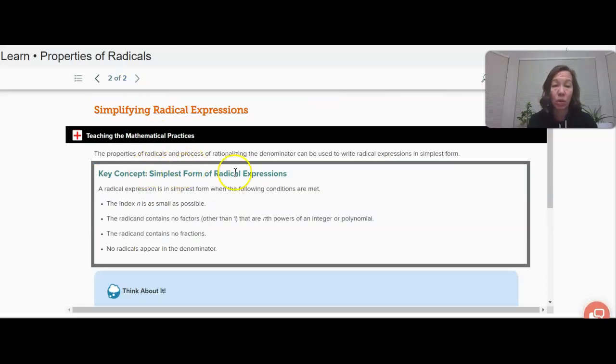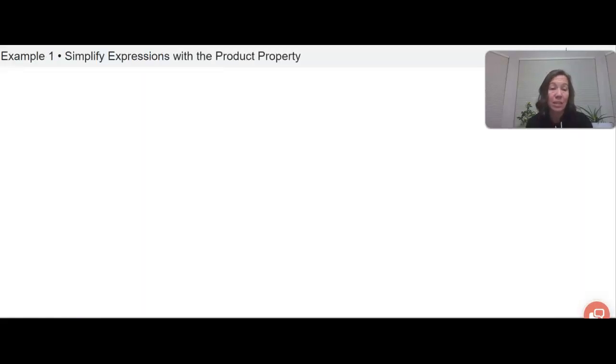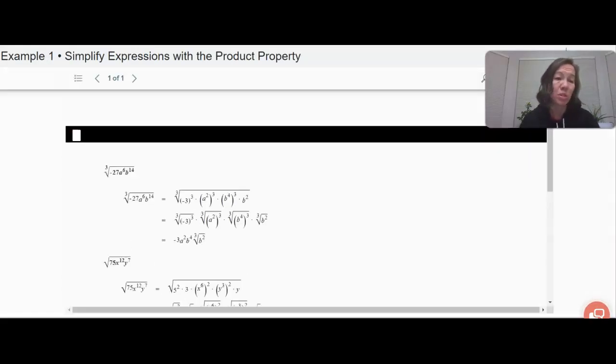Now, another thing that we're going to be doing here is putting all our answers in simplest form. So a radical expression is in simplest form if the index n is as small as possible. So the root, square root, cube root, so on and so forth. The radicand, the part inside the square root, contains no factors other than 1 that are nth powers of an integer or polynomial, and we'll talk about that. The radicand contains no fractions, so no fractions inside square roots for simplest form, and then no radicals in the denominator. So when we are simplifying these expressions, again, I'm going to use the examples in the book, so these are on page 333 is where we're starting.